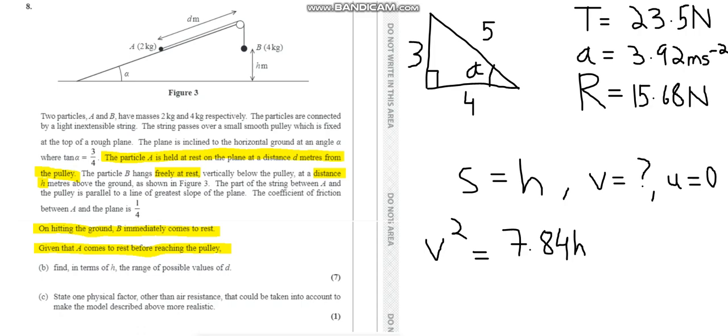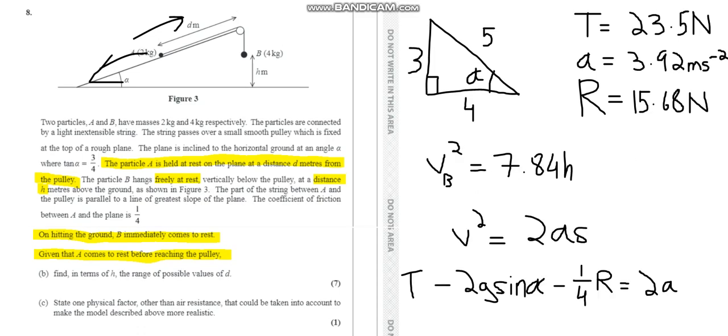Now if we consider the particle A that moves in that direction, the coefficient of friction between A and the plane is 1/4, or a quarter, which acts in this direction. So there are a lot of forces to be considered here. We can either use the formula F equals ma, or the same formula, which was v squared equals u squared plus 2as. So guys, these were the equations related to the particle A: v squared equals 2as, or T minus 2g sine alpha minus a quarter R equals 2a.